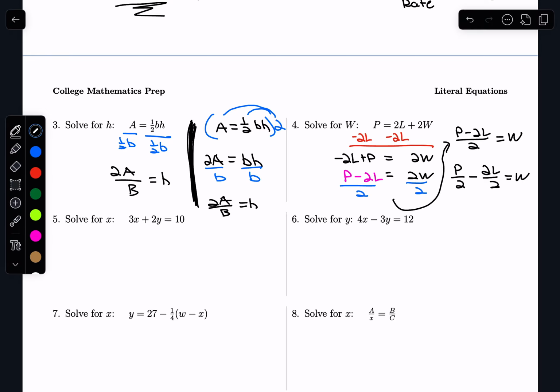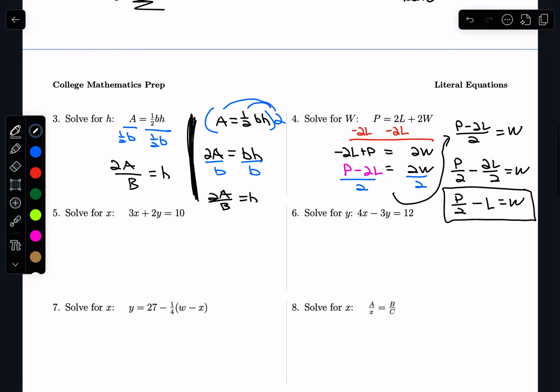But now I can simplify this fraction a little bit because p over 2 might not change, but 2l over 2 is just 1l. And so the best way you can write this answer is that w equals p over 2 minus l. Now, I want to make it clear that technically speaking, it was fine the way I wrote it at the top. P minus 2l over 2 equals w is correct. But the bottom way, p over 2 minus l equals w, is the best way to write this one. Okay, it's going to require the least input by the user.